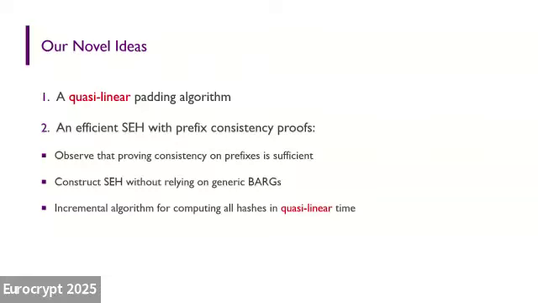To resolve the efficiency issues, we propose a new cosilinear padding algorithm, also an efficient SEH construction for a more restrictive purpose. We observe that we don't actually rely on a generic BUG, but only proving the consistency for some prefixes of a sequence is sufficient. Thus, we can use an incremental algorithm to significantly accelerate our SEH construction and achieve a cosilinear complexity.